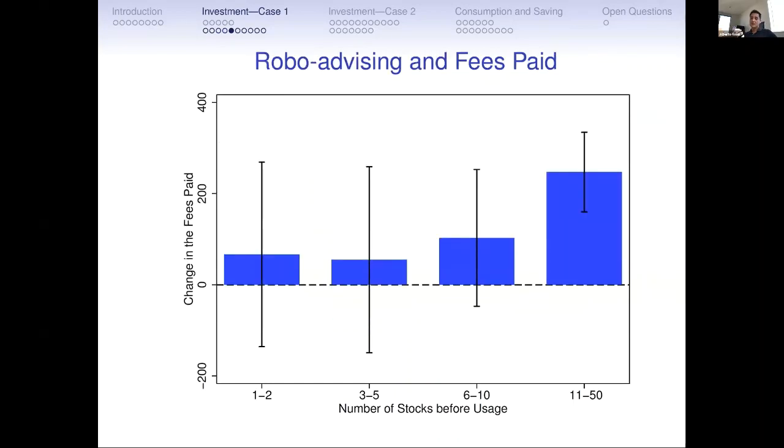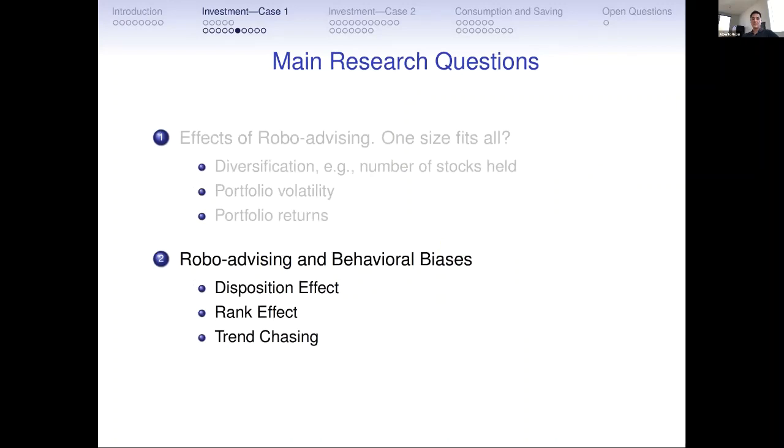And what you see instead is a big change in the number of fees that people are paying. Those individuals that had 10 to 50 stocks before starting to use the Robo-advice start trading way more afterwards. And this leads to an increase in the fees they end up paying.